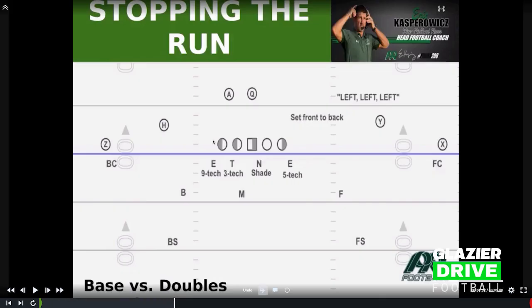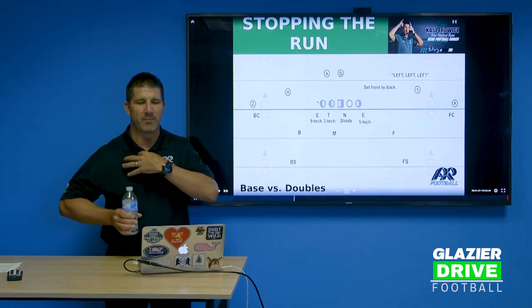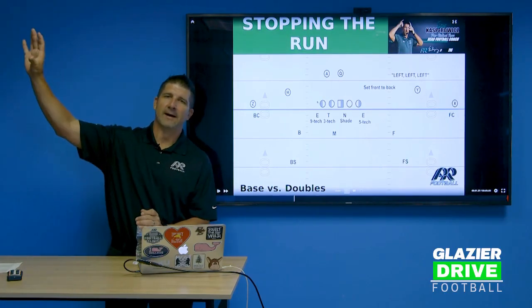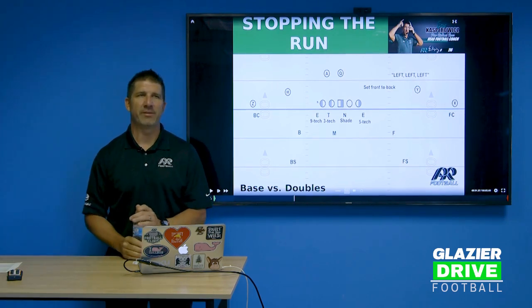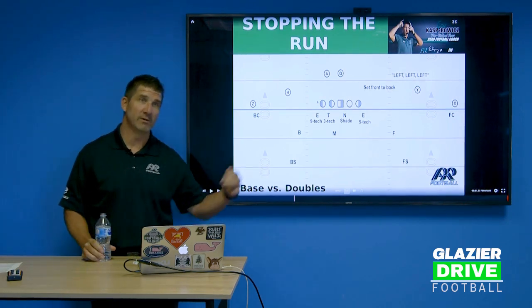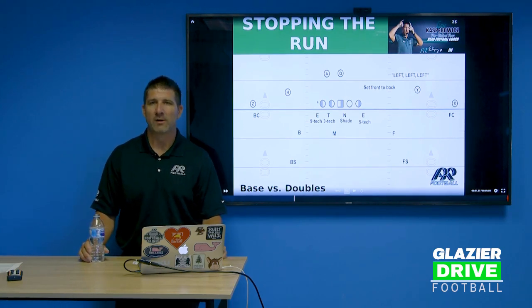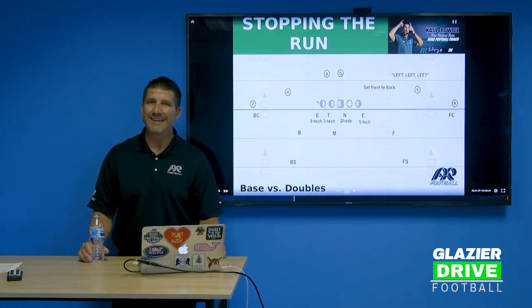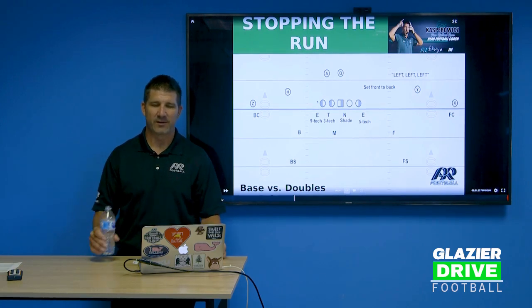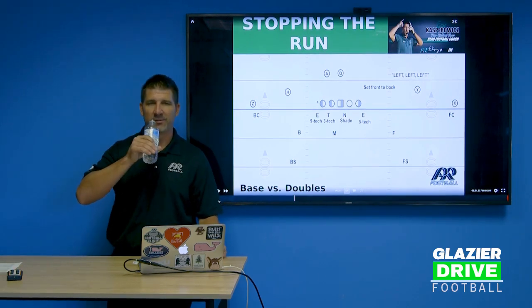Doubles. Very popular set. 10 personnel, depending on what part of the country you're from. I'm from the Northeast. We see this maybe 30% of the time, 10 personnel. I know down out west, down in Florida, in the southern states where it's warmer, you can throw the ball a lot easier, generally speaking. You see a lot more 10, but very popular set.